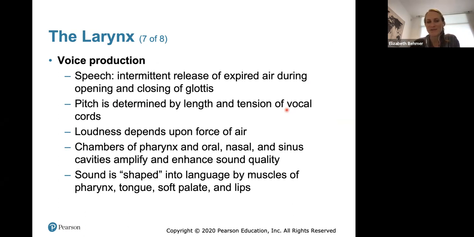You have chambers of the pharynx and oral, nasal, and sinus cavities that help to amplify and enhance sound quality. And sound is shaped into language by the muscles of your pharynx, tongue, soft palate, and lips. And if any of you speak a different language, you know that your tongue and the location of your tongue on the lips and the teeth changes those sounds to become different letters and words.